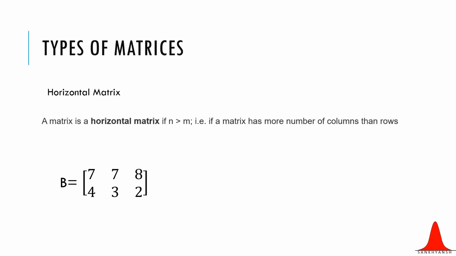Then horizontal matrix. If a matrix has more columns than rows, we call it a horizontal matrix. You just see if n is greater than m, n meaning the number of columns is greater than m. So here you have 1, 2, 3 columns, while you have 2 rows, and the order is 2 into 3. You just see n is greater than m, right? So this is a horizontal matrix.